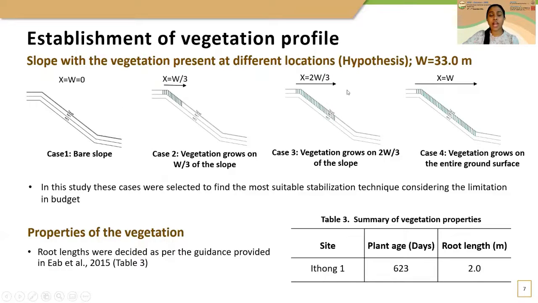This slide shows the establishment of the vegetation profile. In this case, we hypothesized 4 different cases by considering various vegetation locations. We considered these 4 different cases in order to find the most suitable stabilization technique given the limitation of the budget. To assign the properties of the vegetation, we assigned the root length based on past literature, and other properties were assigned based on the site conditions.